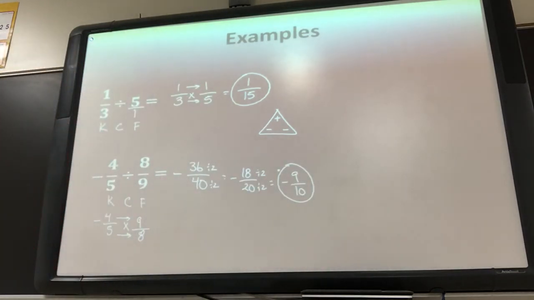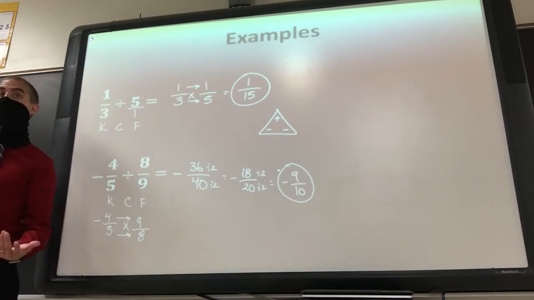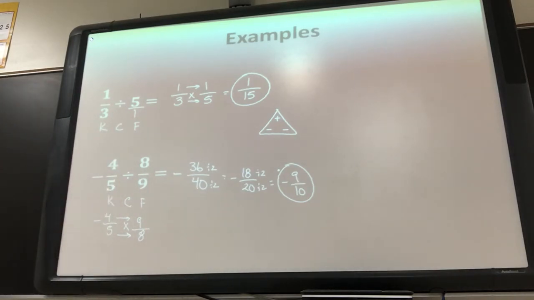If we didn't want to divide by 2 twice, what else could we have divided by? AJ? By 4. That would have just done it once. And we would have got straight to -9 over 10. All right, any questions?